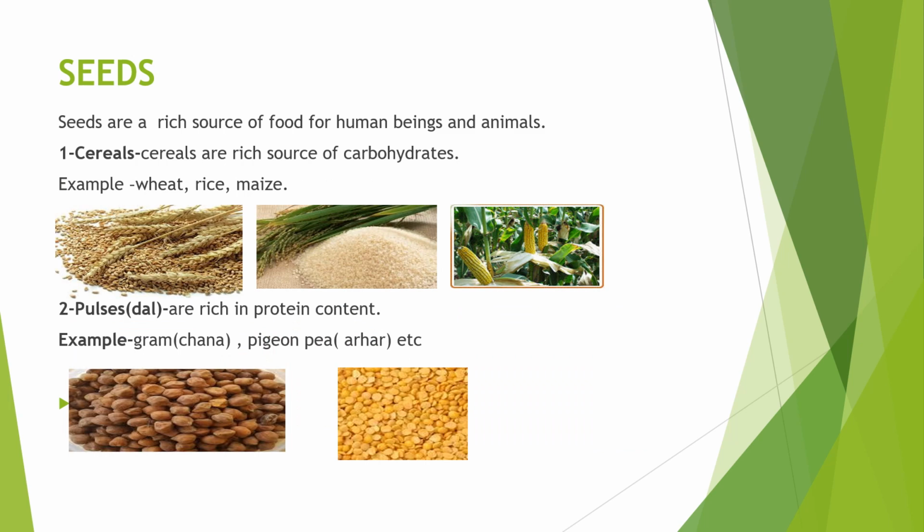Seeds. Seeds are a rich source of food for human beings and animals. Now we'll understand them under different categories. First one is cereals. Cereals are a rich source of carbohydrates and we take them in at least two meals of our day, like wheat, rice, maize. Pulses are rich in protein content. Examples: gram, which is also called chana in Hindi, pigeon pea, arhar, etc.